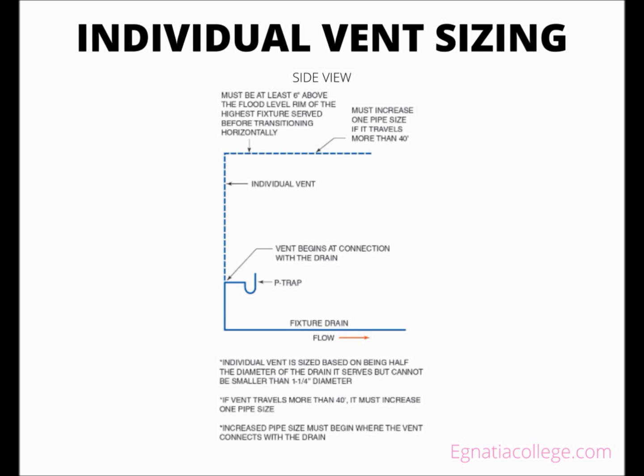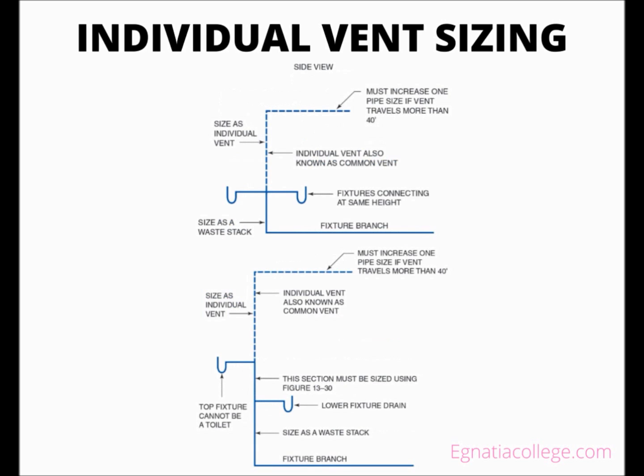If the two fixtures are connected at different heights to the same vertical drain, the middle section is a wet vent. The middle section is sized using a different chart in a code book from the chart used to size the individual vent. Specific regulations exist pertaining to common venting. A toilet cannot be the fixture using the top drain, and the DFU value of the upper fixture must comply with a chart in a code book based on the pipe size of the wet vent.